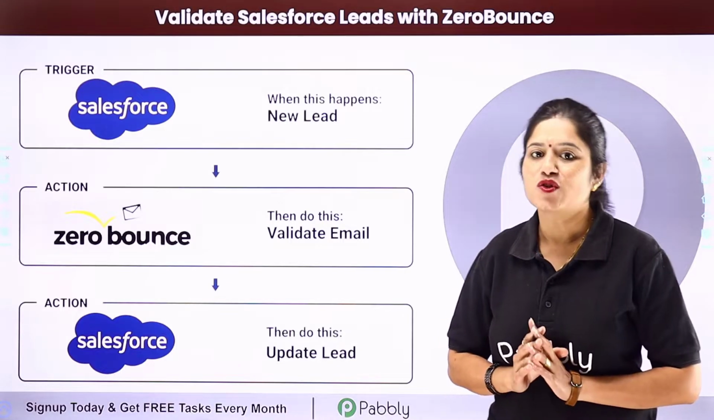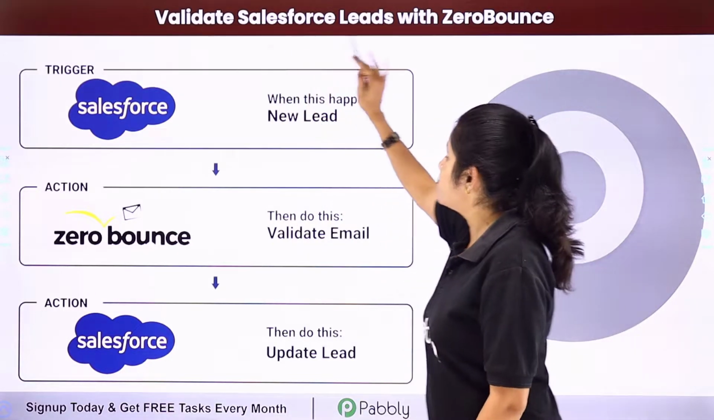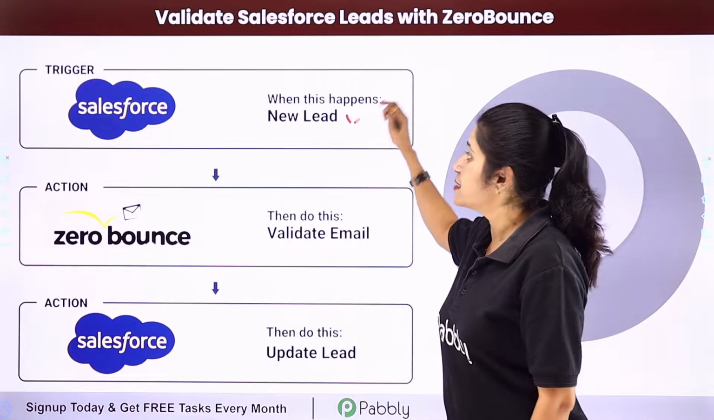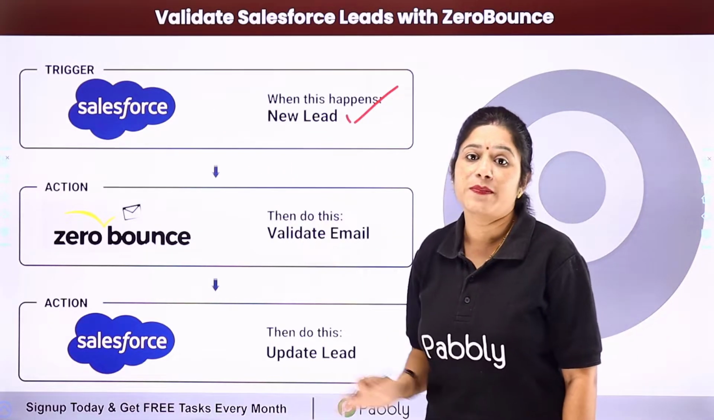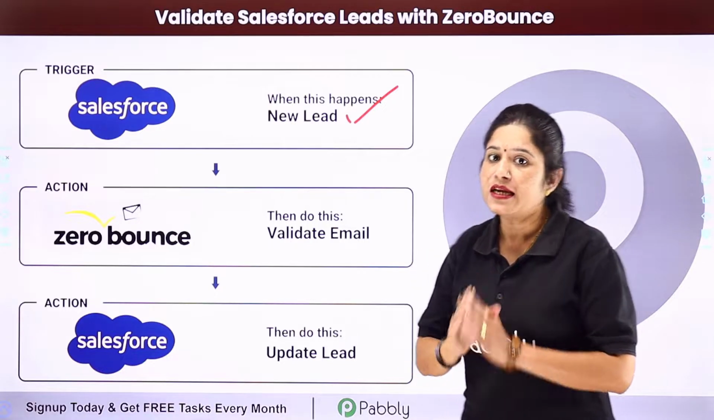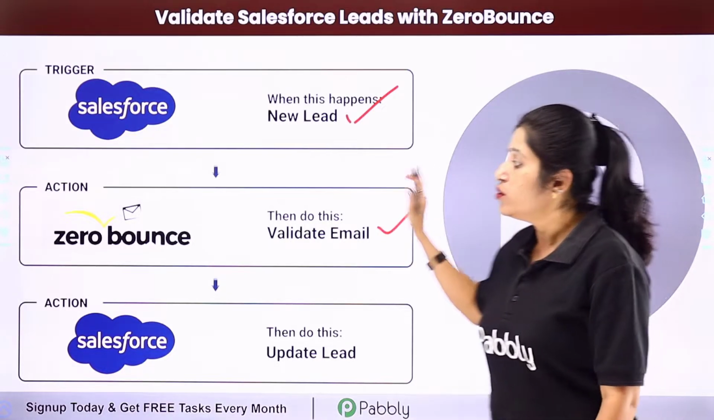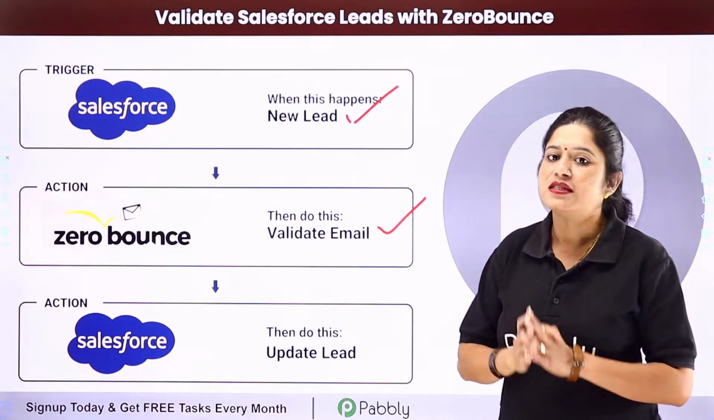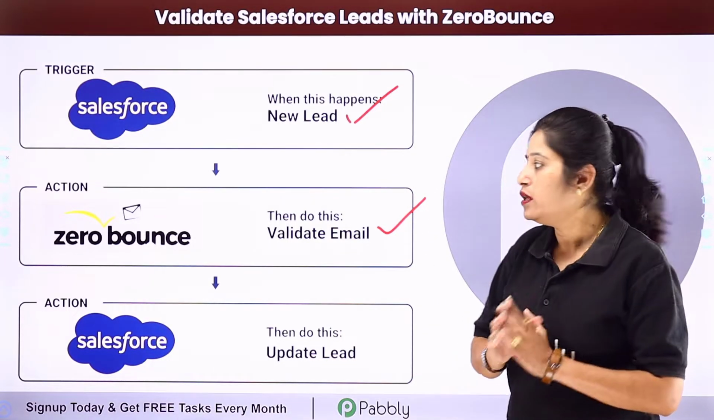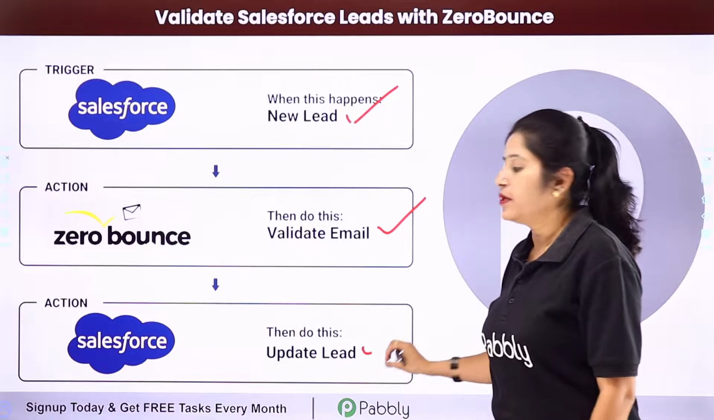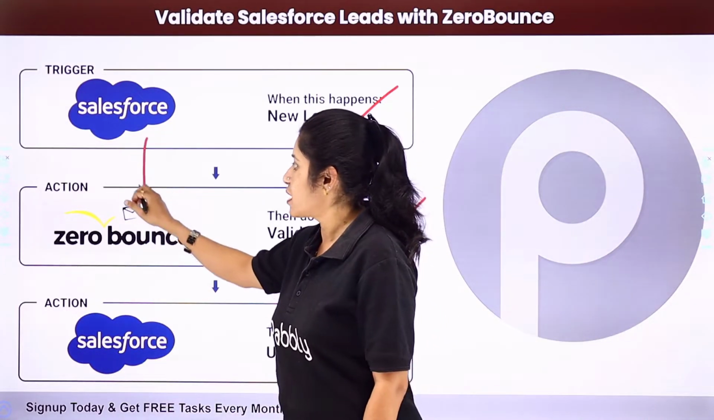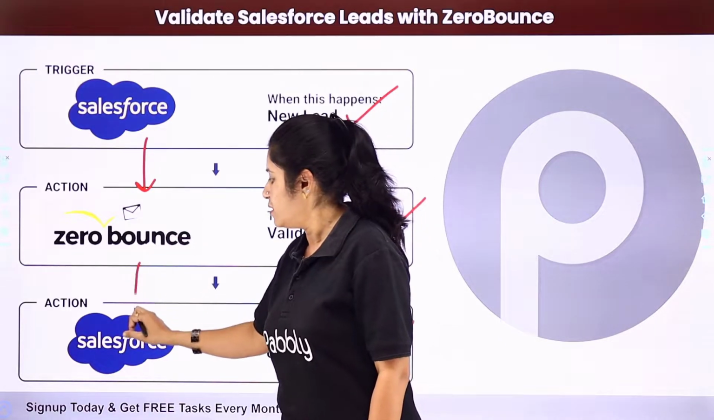In this video, we are going to learn how you can validate Salesforce leads with ZeroBounce. So the idea here is that whenever a new lead is created in your Salesforce CRM software application, first of all, the email address of the lead should be validated using your ZeroBounce software application account. And if the email address is a valid email address, then only the lead description should get updated in your Salesforce account.